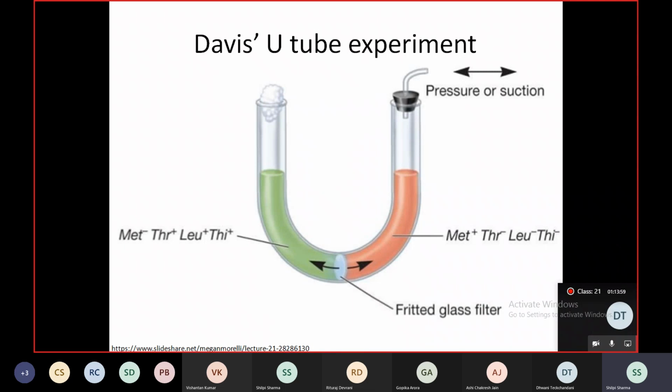It was only by the experiment of Davis, called Davis's U-tube experiment, wherein it was realized that there is a requirement of physical contact for this particular change to happen. So for example, here this is a MET negative and this is a MET positive strain, negative for the other amino acids. When the two were separated by this sintered glass filter, which permitted the transfer of material but not of cells, and pressure or suction was applied for this mixing, and then when the green one and the red one were plated, they still could not grow on the minimal media.